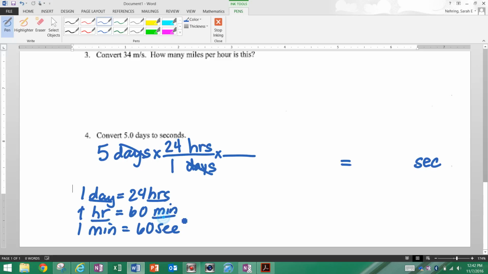Okay? I'm going to do that again. Convert hours into minutes. So the unit that I have, hours, is going to go on the bottom. Unit that I want, minutes, is going to go on the top. And we know that 1 hour contains 60 minutes. So hours divided by hours. Okay. I want to do one more. I want to convert from minutes all the way to seconds.